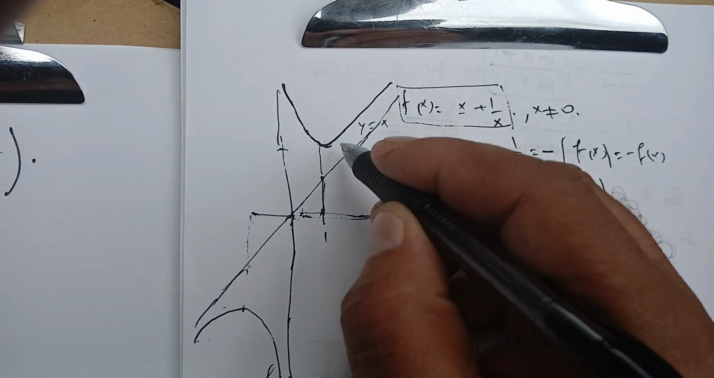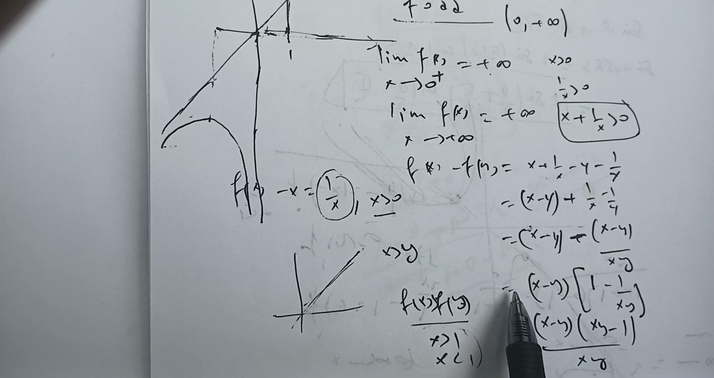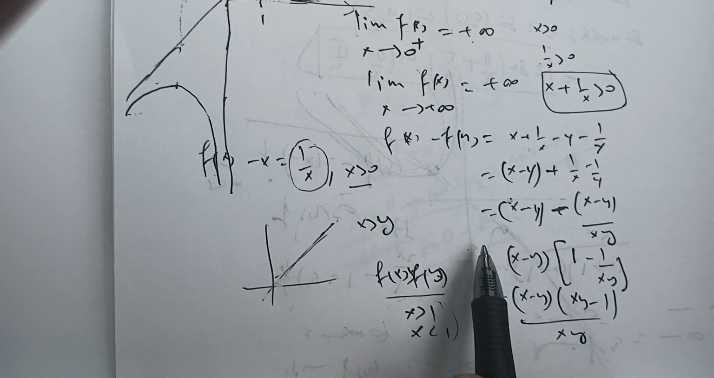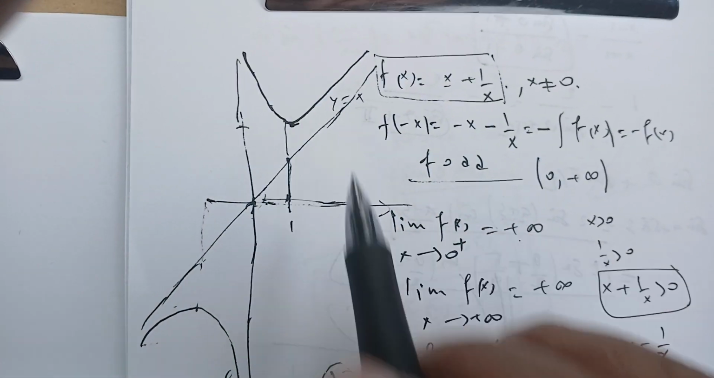Okay, the issue is we need to see where f of x minus x is bigger than 0, and that's the hint that lets us solve this one. Okay? So this is the graph without doing any calculus.